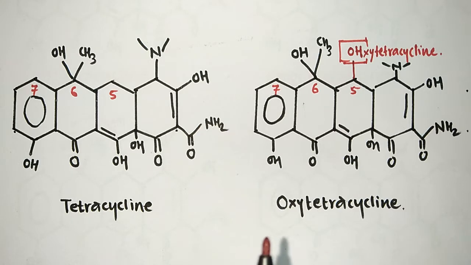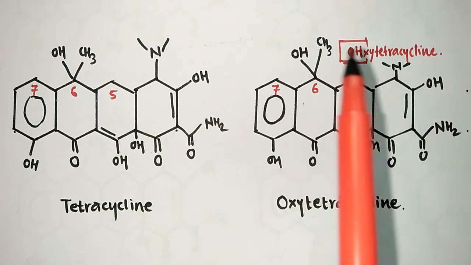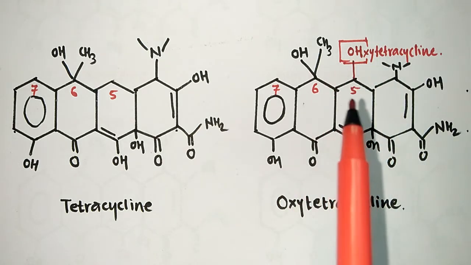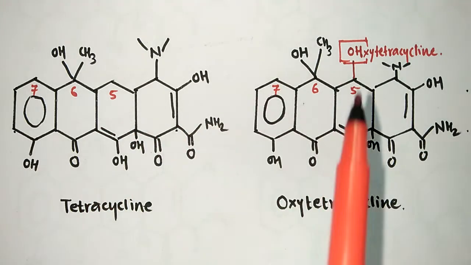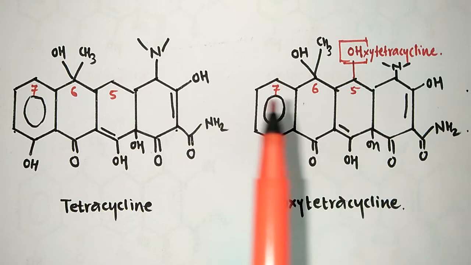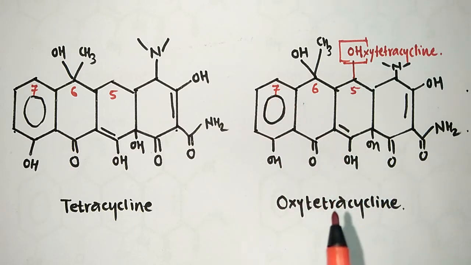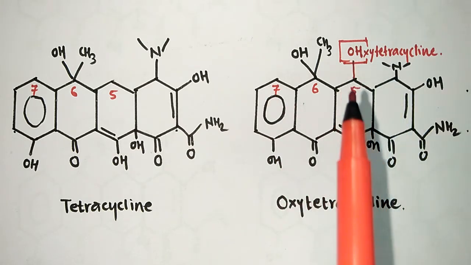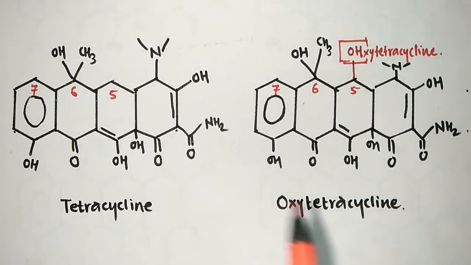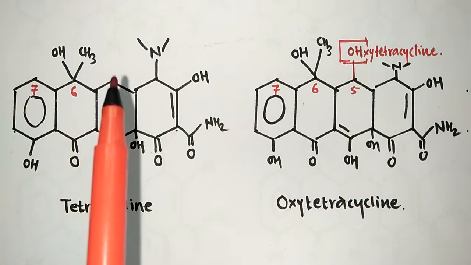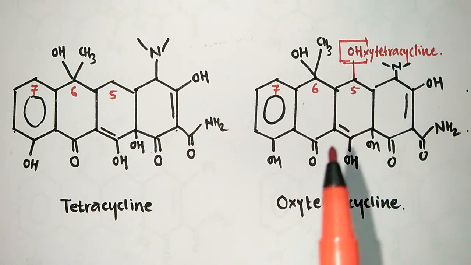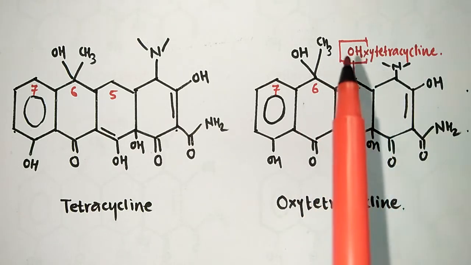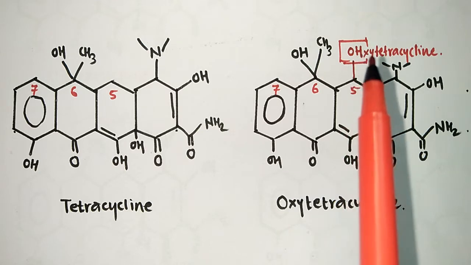It's just the difference of this OH group at the 5 position. Remember these 5, 6, 7 positions while studying the tetracycline structures. These are very important positions, 5, 6, 7. So in oxytetracycline we have to just add an OH group at the 5th position, so it will be oxytetracycline. So here I draw the OH and I simply write oxytetracycline.